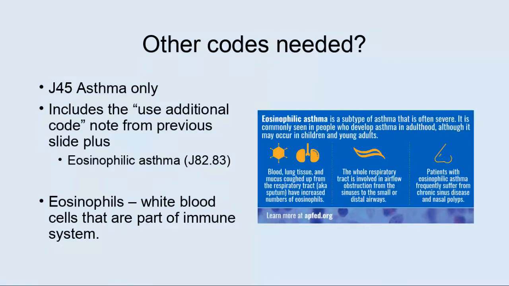Now for J45 only, there is another note. Use additional code note for eosinophilic asthma, J82.83. And this involves the white blood cells that are part of the immune system. So you would code asthma and then eosinophilic asthma.